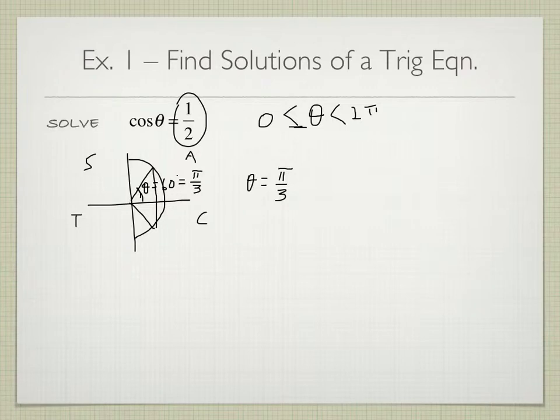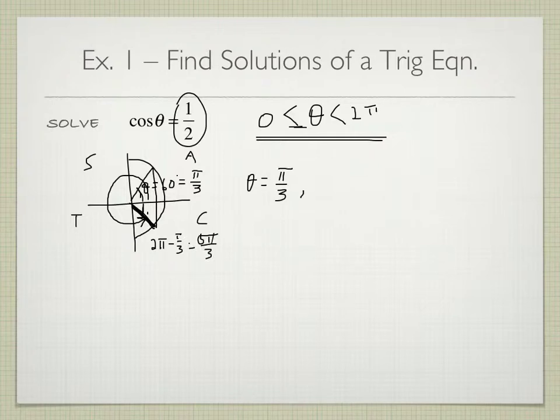But we also know that there's another angle when the cosine of theta is 1/2, and that's at negative pi thirds. But we want to find our theta in positive numbers from 0 to 2 pi. So we have to go the other direction. We're going to come back to this point, but instead of going down, we're going to go around this way. Okay, so what is that angle? Well, that's really just 2 pi minus pi thirds, and that will be 5 pi thirds.